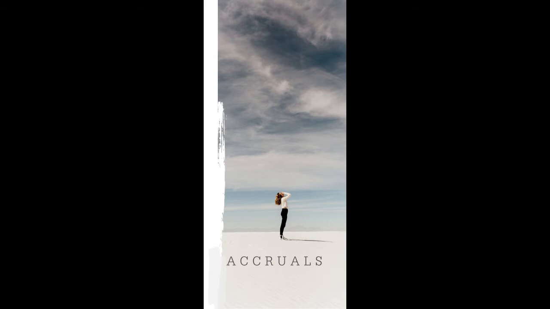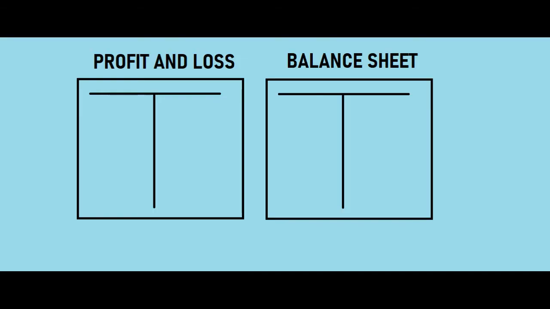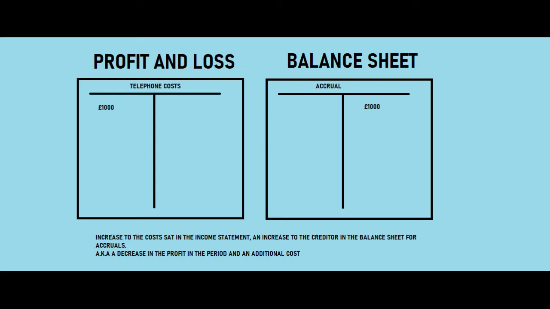You could go one step further and contact the supplier and say, can you give me an estimate? But that's not always feasible in the real world. So what we're going to do, if we have a look at the T account that we've got up here, this time we are going to credit the balance sheet because we want to increase our creditors, so amounts that we are due to pay out, and we're going to debit, in this case, telephone costs. So we've got a credit to the balance sheet and a debit to telephone costs.